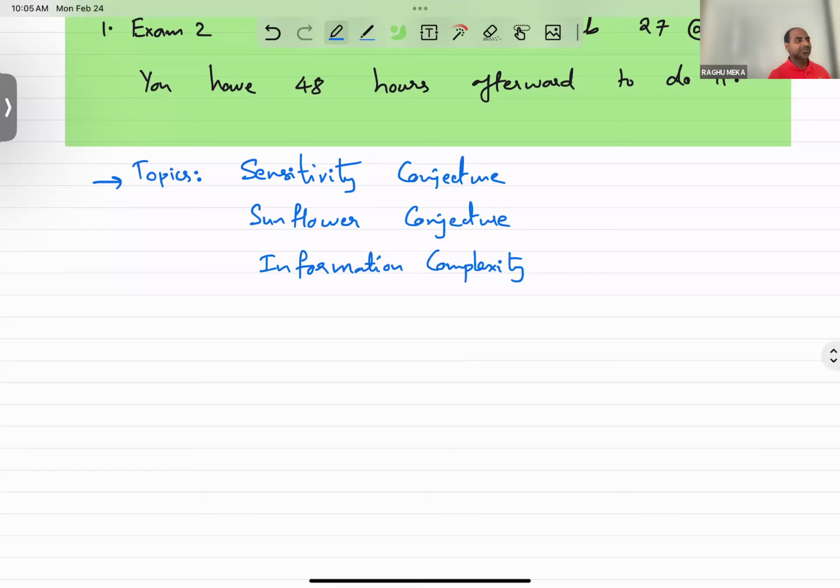Any questions about the exam? The format is the same: it'll be uploaded on Gradescope, and you'll have 48 hours. You can look up whatever you want, but you have to do it by yourself.